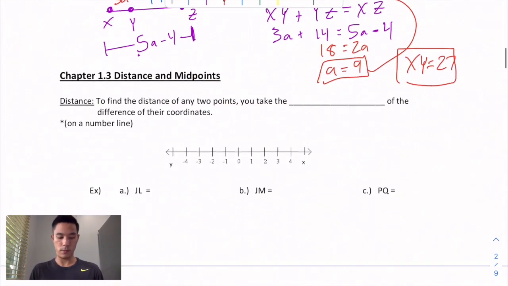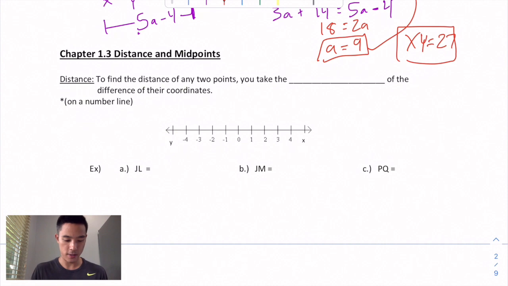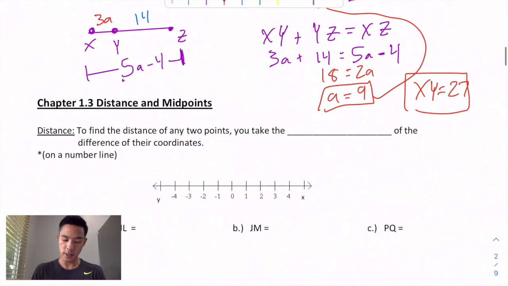Cool, cool, cool. All right, next section. Good job, guys. Chapter 1.3, Distance and Midpoint. We're going to talk about the 2D version first. Actually, wait, not yet. This is one-dimensional. This is a line. Two-dimensional is a coordinate plane, right? So just one-dimensional. Distance between any two points.